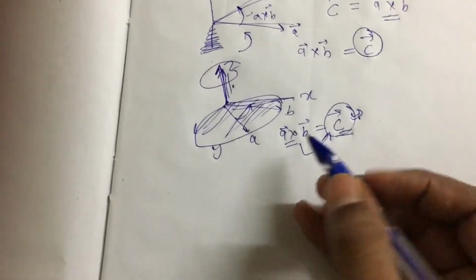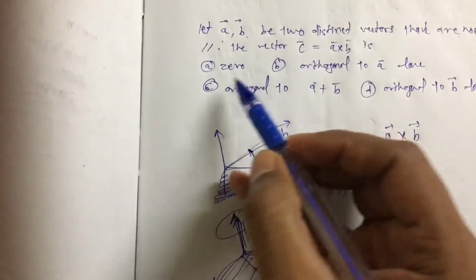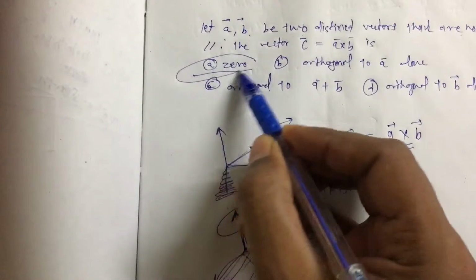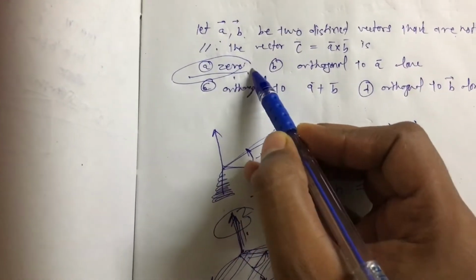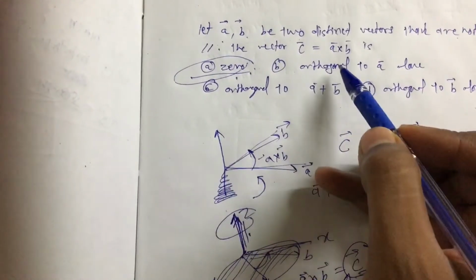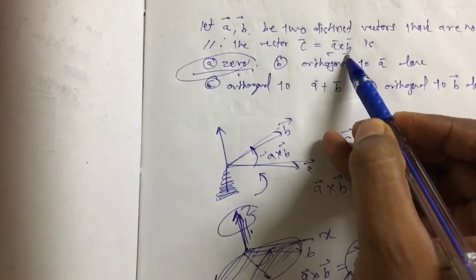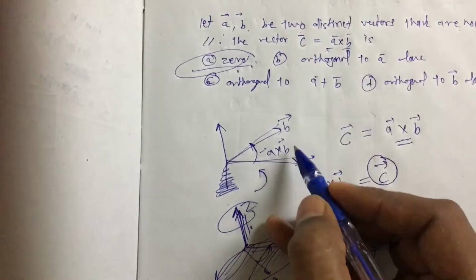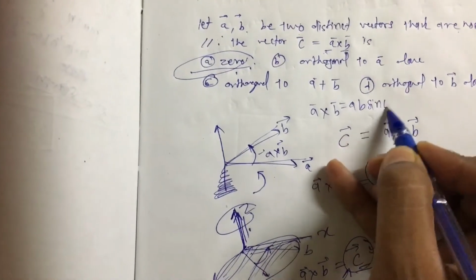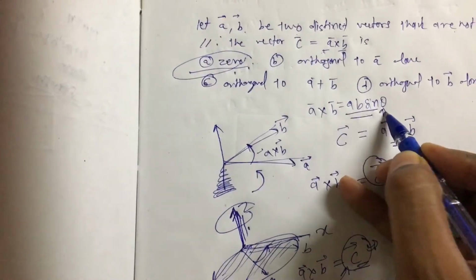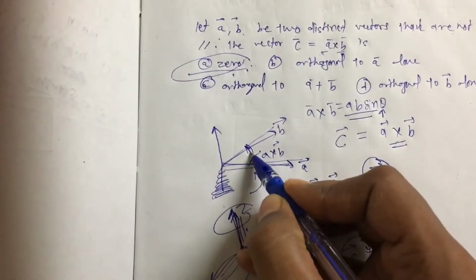Now come to the options. Option is 0, so no. Cross product cannot be 0. Why can it not be 0? Because the angle between A and B is not 0 degrees. Because if you open A cross B, what will you get? A B sine theta. So this answer will be 0 if theta is 0. What is theta? Theta is the angle between A and B. So here you can see clearly.